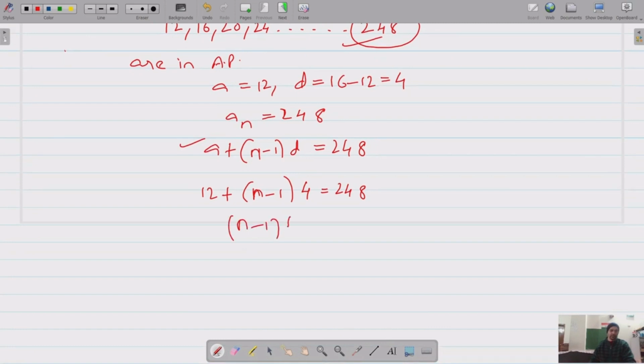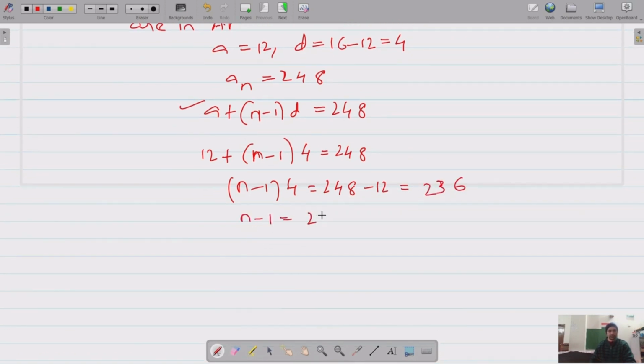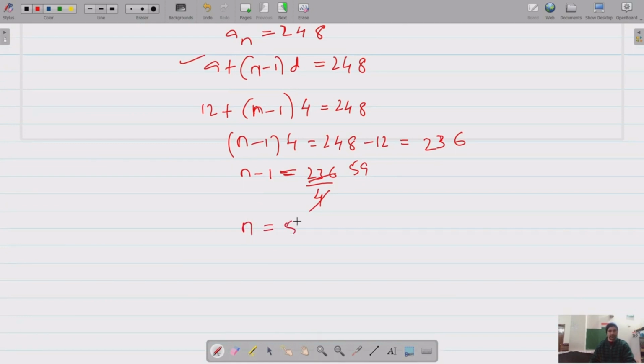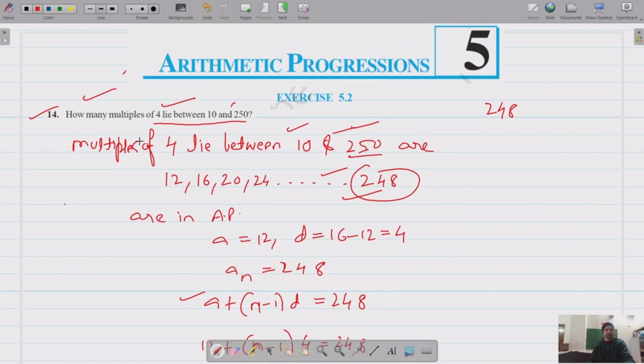So n minus 1 into 4 is 248 minus 12, which gives us 236. So n minus 1 is 236 divided by 4, which is 59. And n is 59 plus 1, equal to 60. So there are a total of 60 multiples of 4 between 10 and 250. That solves question number 14.